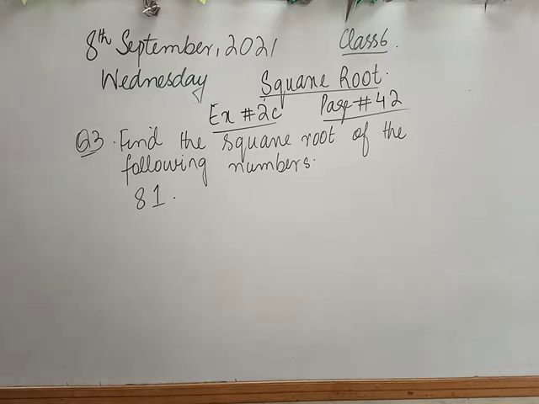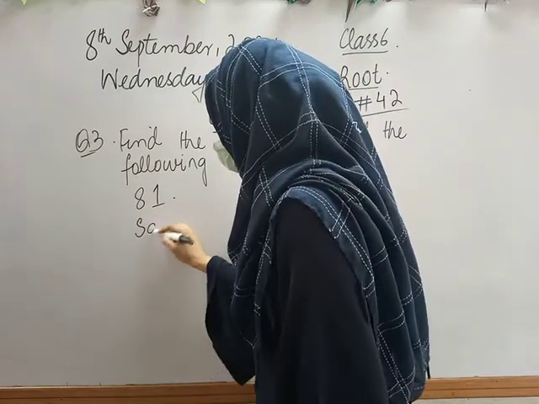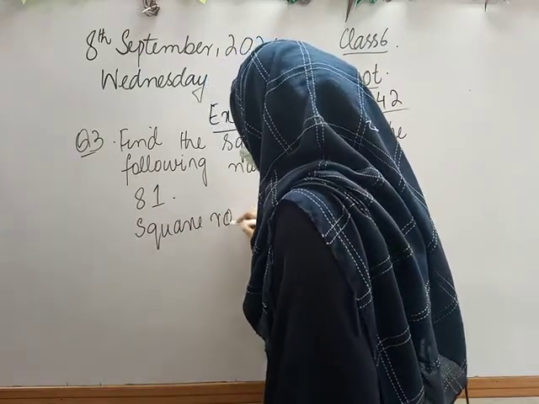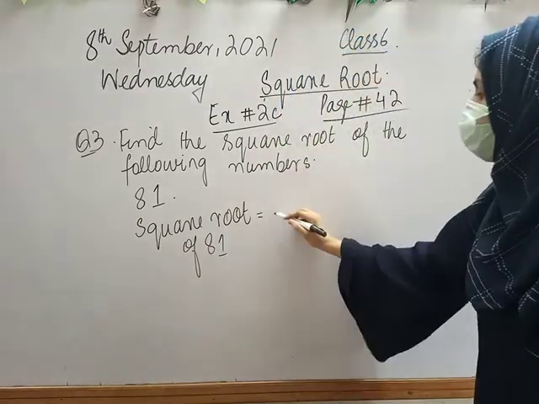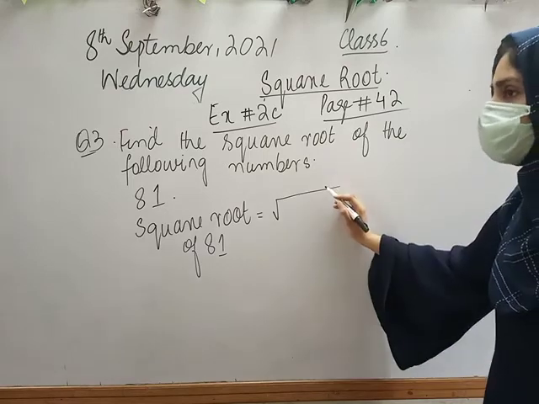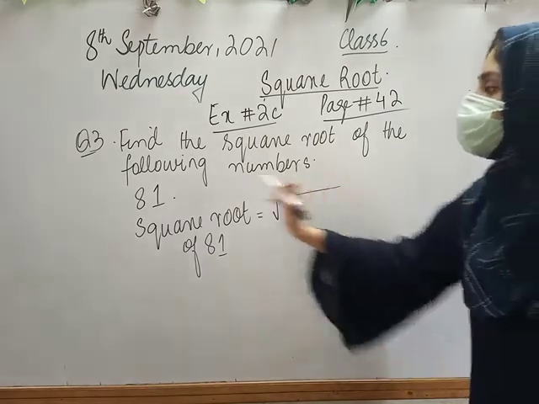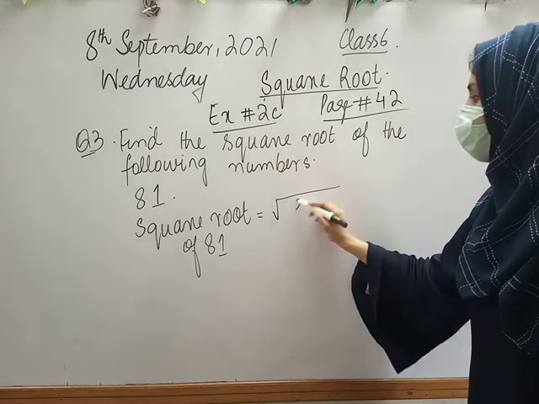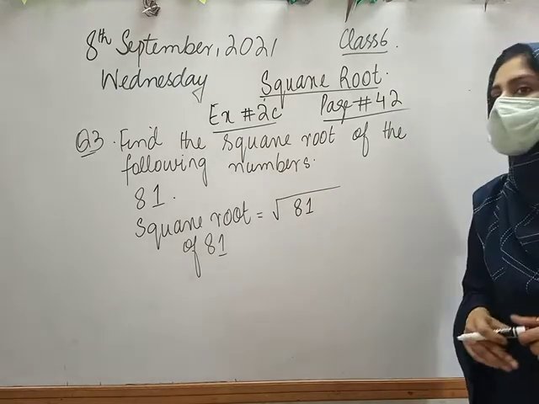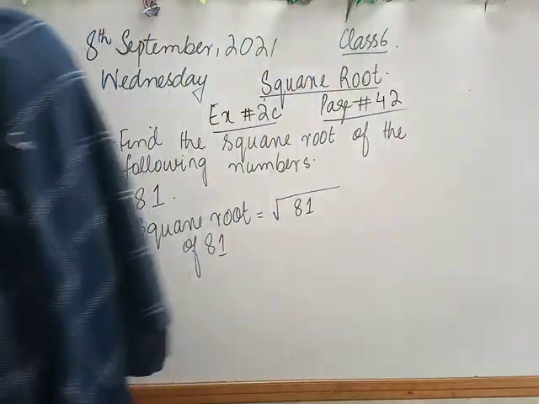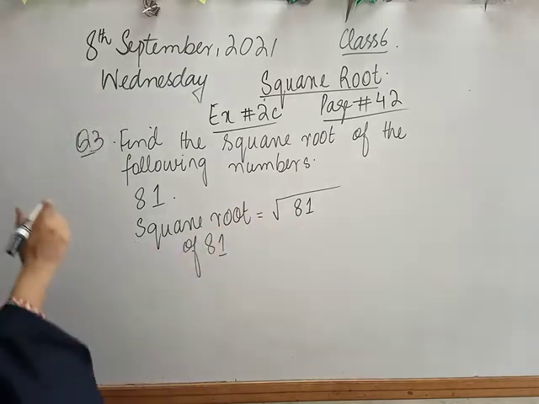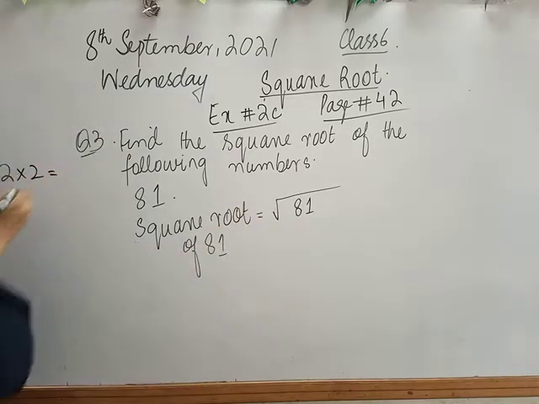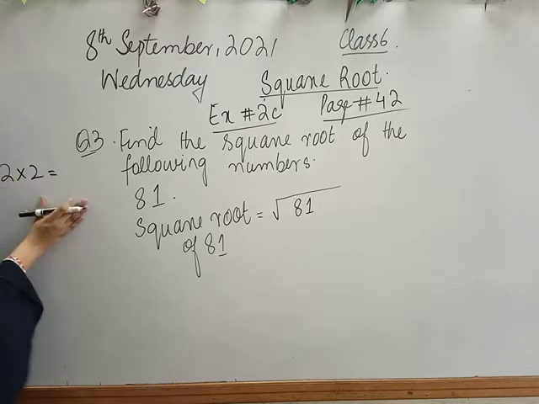I will write here square root of 81. In its form I will write it because it is the representation of square root. I have number 81. Now I will read the tables which are perfect squares to make 81. I am starting from 2. I will multiply by itself because I want perfect square.